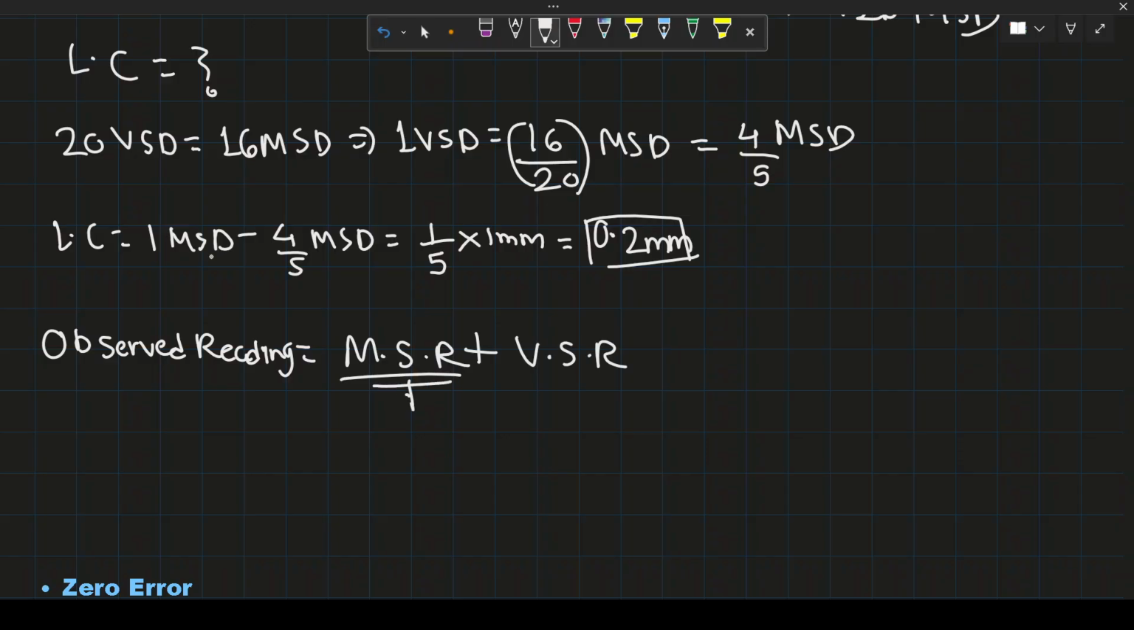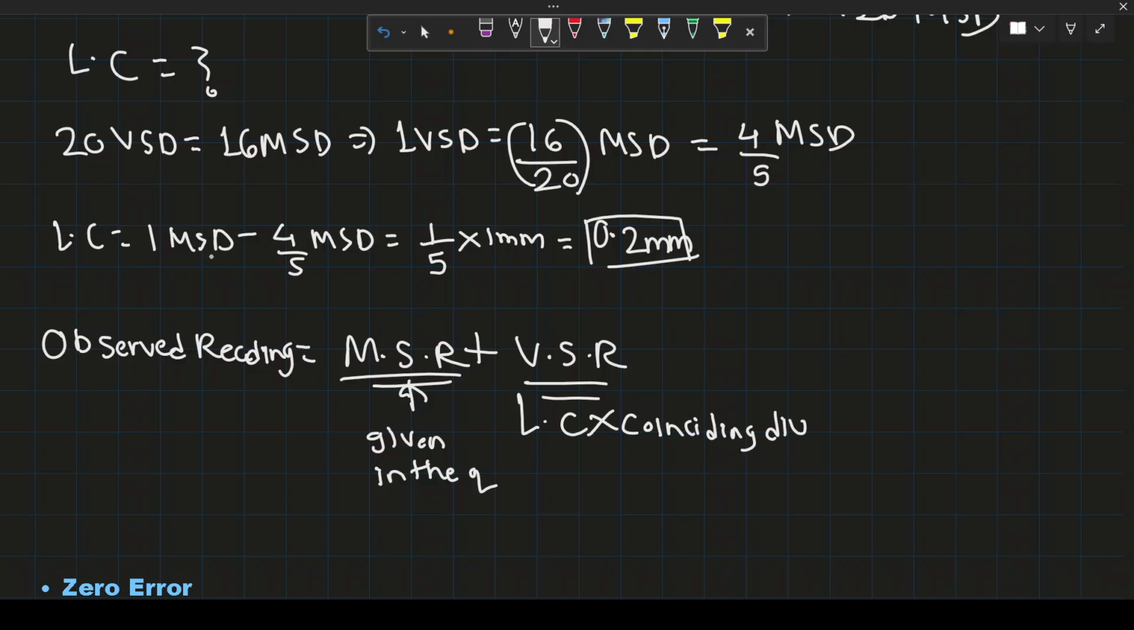The main scale reading is usually given in the question, and the vernier scale reading is basically your least count into the coinciding division of the vernier scale. So least count multiplies the division of the vernier scale which is coinciding with the main scale. Okay, already the video is very lengthy, so I'll take questions on vernier caliper and screw gauge in the next part of the video, which will be basically all questions. Sorry for that.